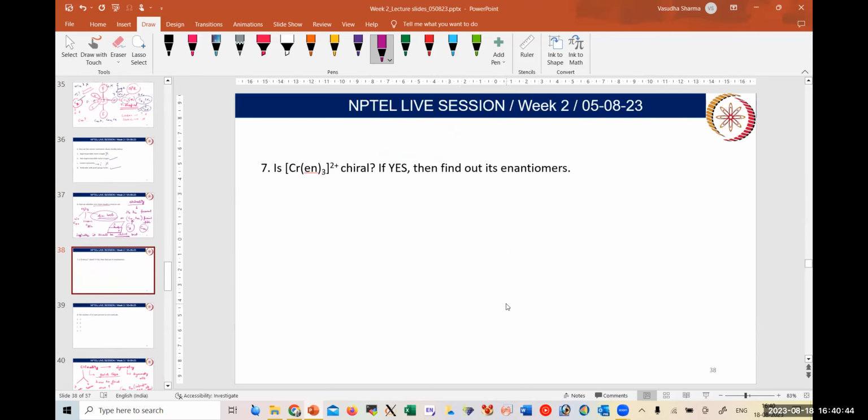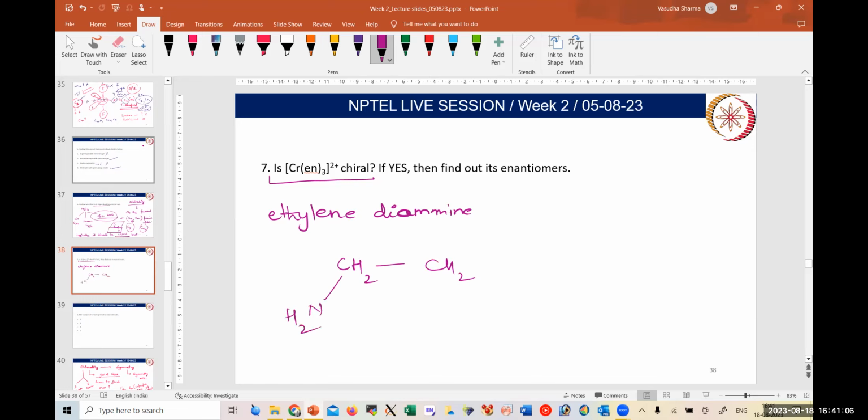Then the next question of the last session was whether this complex, where the metal is bound with the bidentate ligand ethylenediamine, is chiral. I've already shown you the structure of it: CH2, CH2, NH2, NH2. The binding sites are the nitrogens with the lone pairs, and they bind with the metal. So firstly, we have to draw the structure, and I am taking it as an NN. I'm not drawing the full form.